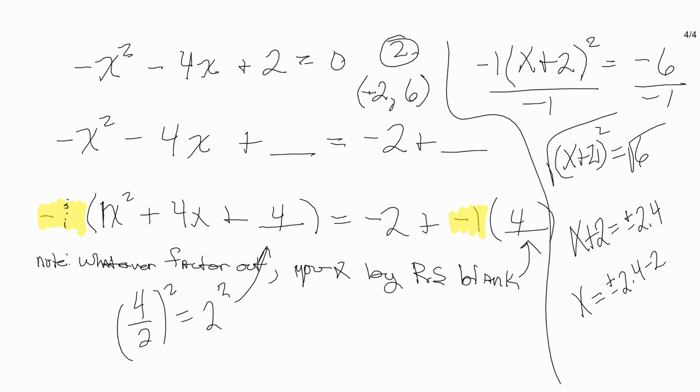What's 2.40 minus 2? 0.40. What's negative 2.40 minus 2? Negative 4.40. There's your two x-intercepts. Draw it up, see if it fits.